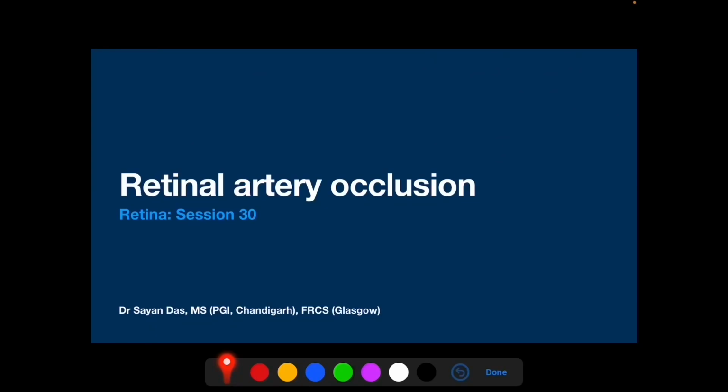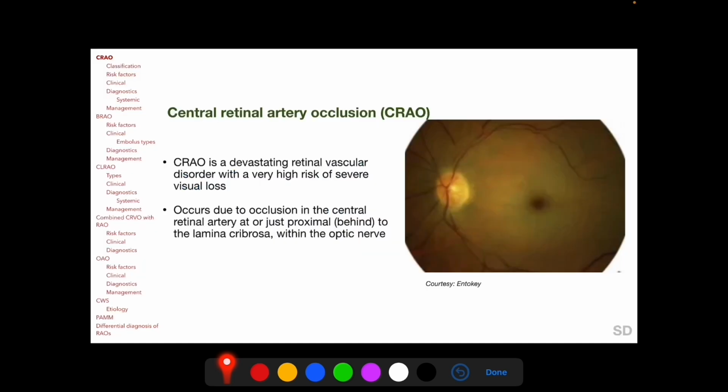Welcome. In this session, we'll be discussing retinal artery occlusion. We have discussed choroidal non-perfusion in session 22 of this section. We'll be discussing several types of retinal arterial occlusion: central retinal arterial occlusion, branch retinal arterial occlusion, cilioretinal arterial occlusion, combined central retinal vein occlusion with retinal arterial occlusion, and ophthalmic arterial occlusion.